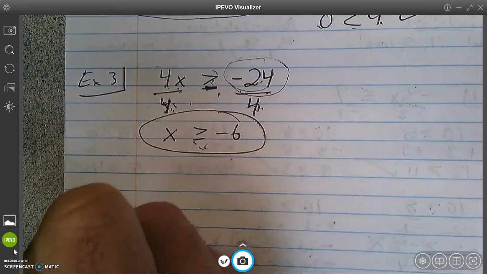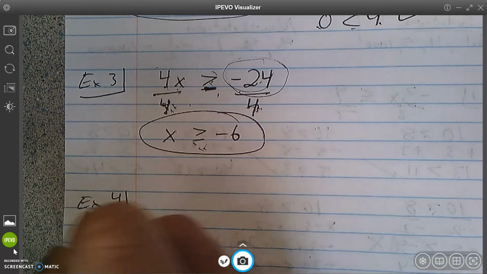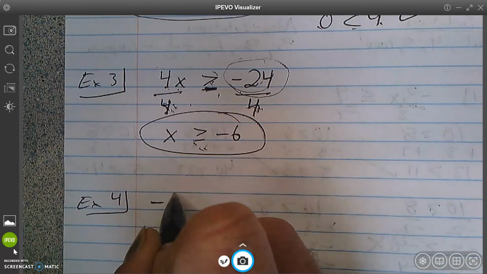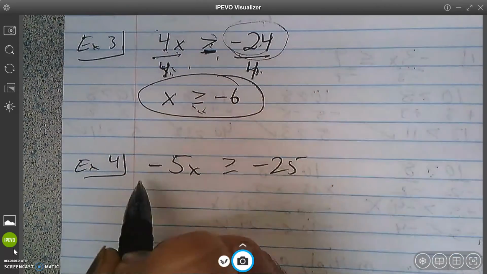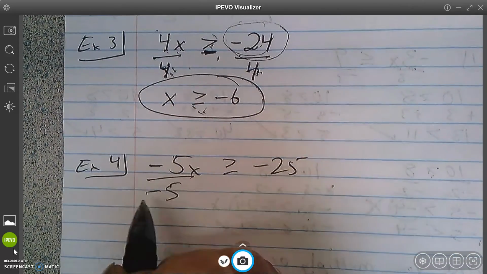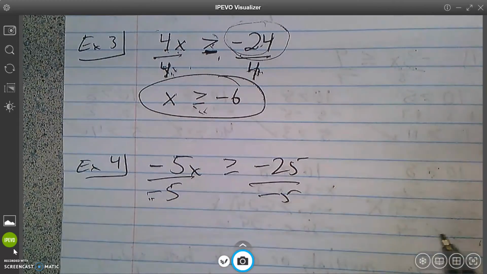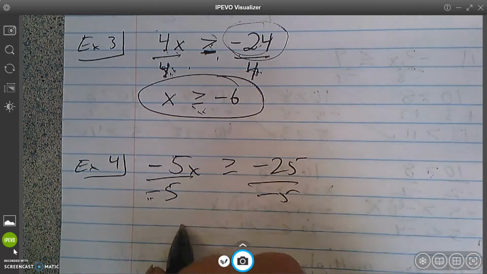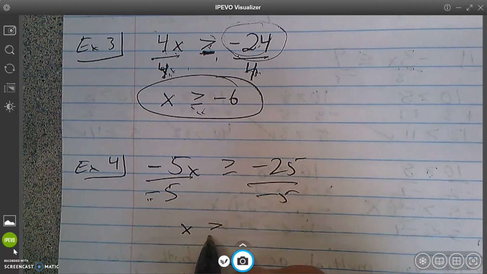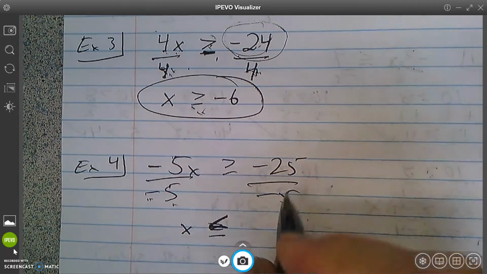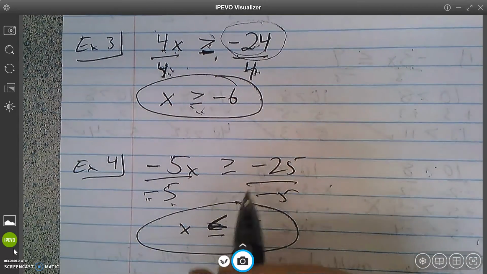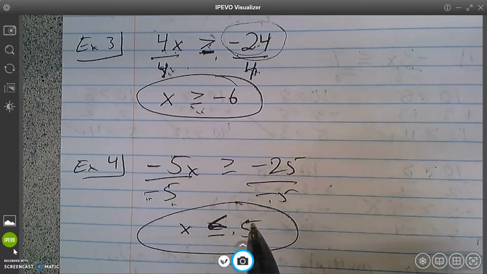With this one, I do flip the inequality because I'm going to divide by a negative number. So that would be x is less than or equal to, I'm flipping the inequality, 5 for that one, because negative divided by negative is positive.